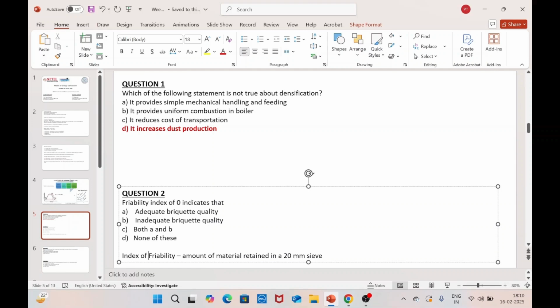Once you give some sort of mechanical shock, the material will tend to break. Since we are discussing briquettes, you have a briquette, you give a mechanical shock, and it will tend to break. You take the broken briquettes generated after subjecting to the mechanical shock and sieve them in a 20 mm sieve. The amount of material retained within the 20 mm sieve is called the index of friability, and subjecting the briquette to this mechanical shock is called friability.